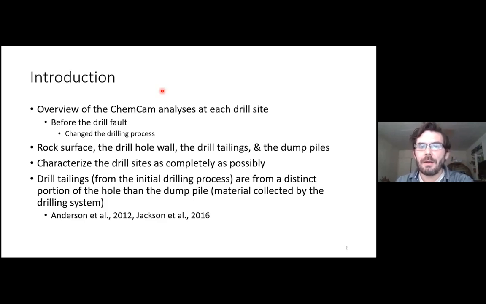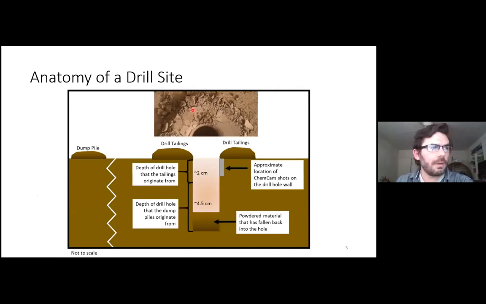So like I said, going to use ChemCam data on the rock surface, the drill hole wall, the drill tailings, and the dump piles. Originally the purpose of this research was to characterize these drill sites as completely as possible. And the thing that made this really exciting is that the drill tailings, which are produced at the first part of the drilling process, come from a distinct portion of the hole than the dump pile, which is the material collected by the drilling system. So here I have a little cartoon on the anatomy of a drill site. The drill site's about 6.5 centimeters deep.